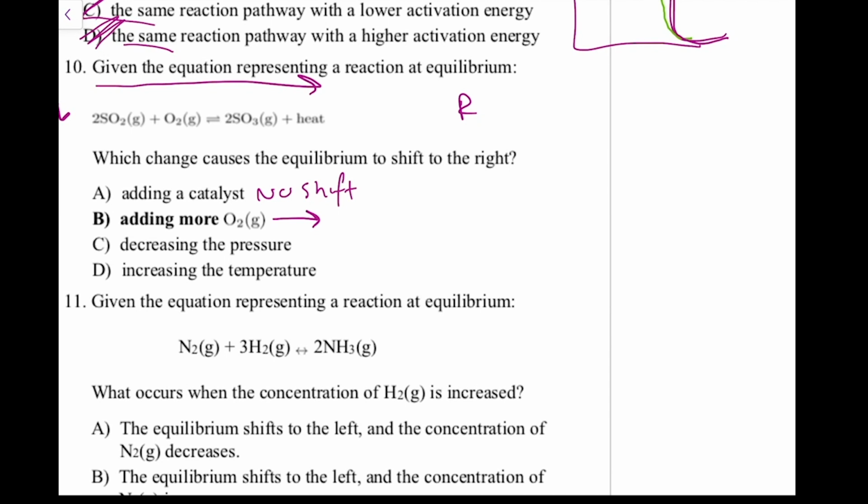If we decrease pressure, so here we have 3 moles of gas on the right side, we have 2 moles of gas. So if we decrease the pressure, we are moving towards the left. That is not what we want to do. And if we increase temperature, you're making the right-hand side stronger. So again, you're moving to the left. It is not what we want. That is why it is B.